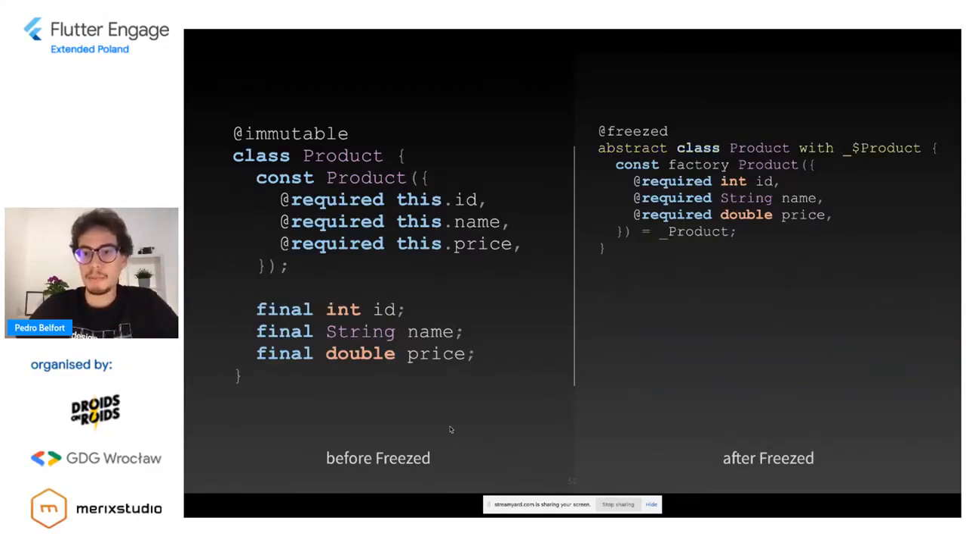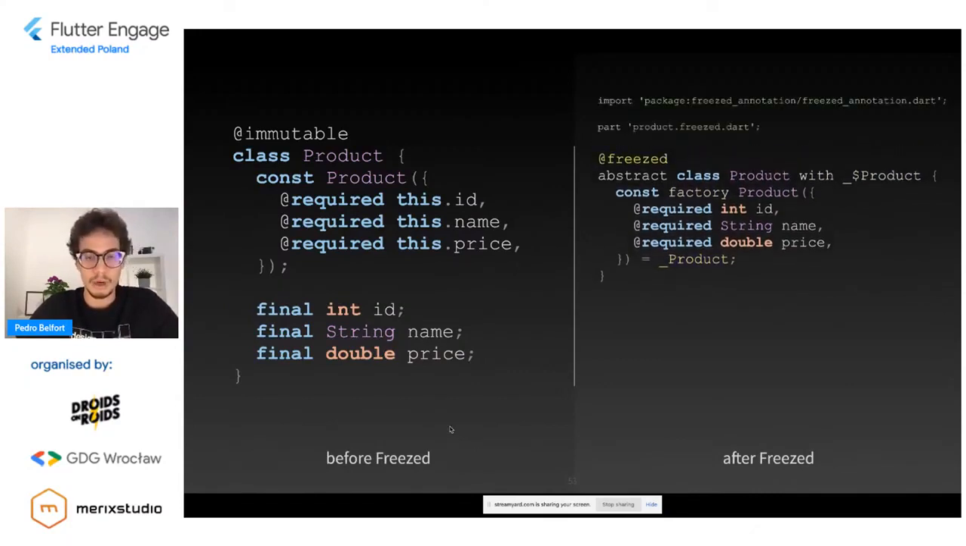You're also putting a mix-in product that is auto-generated for you. As I said, now it's a factory constructor. And you have a private implementation of the product class. Of course, you have to annotate it with the Freezed decorator, so the code generation tool knows that it has to generate code for this specific class.